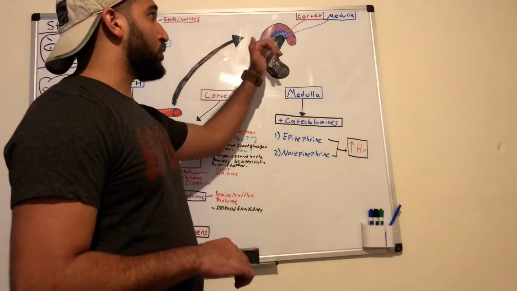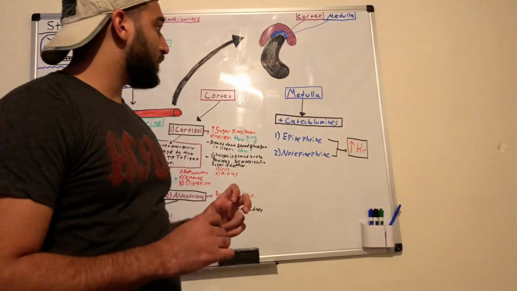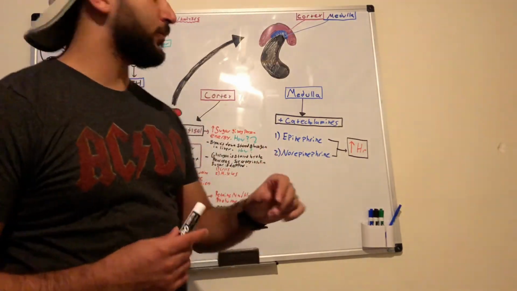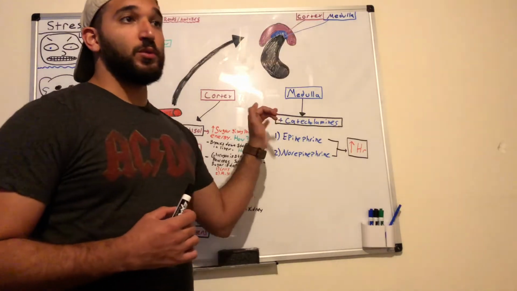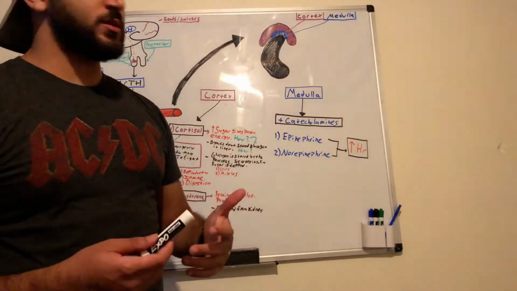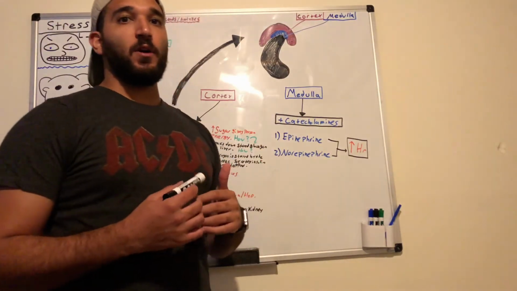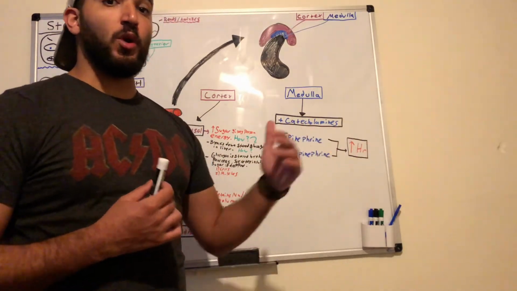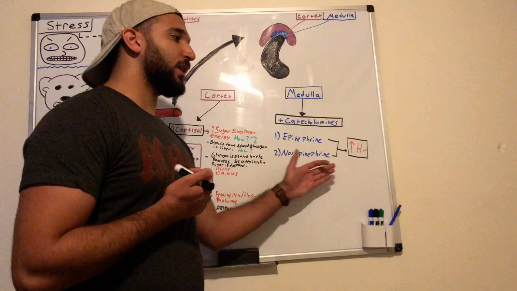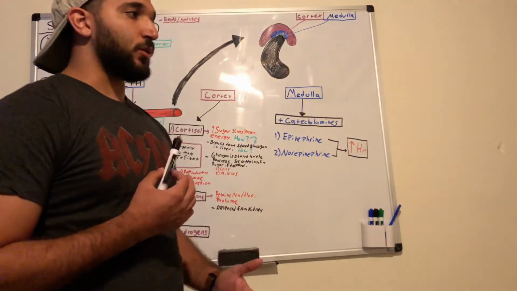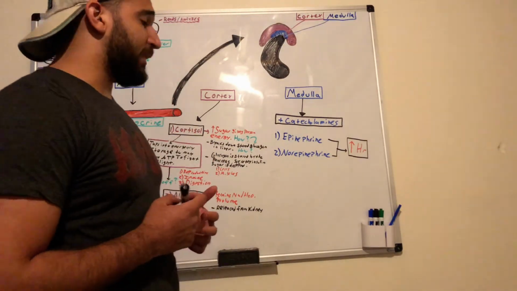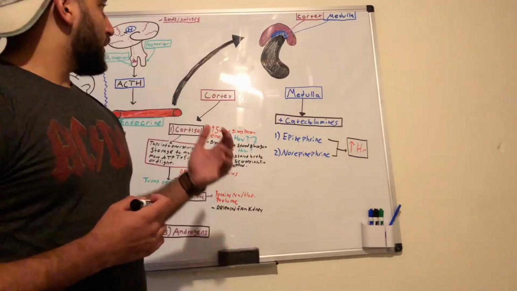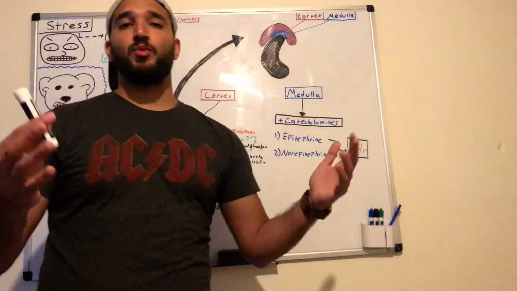ACTH is then going to activate the hormones within the adrenal medulla. It's going to secrete your catecholamines. Catecholamines fall under epinephrine and norepinephrine. What epinephrine and norepinephrine are going to do is increase the heart rate. So with that being said, this is how stress is regulated.